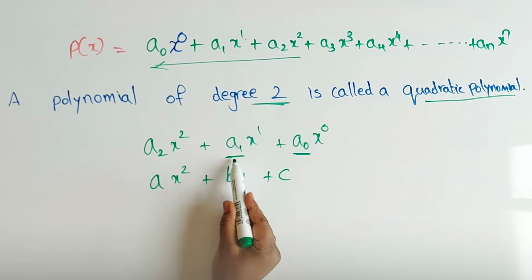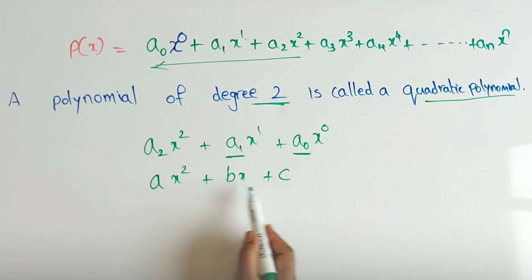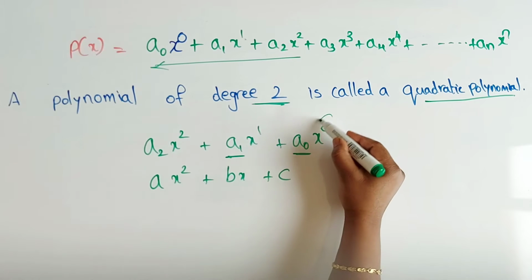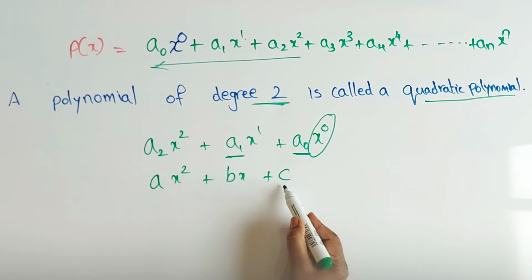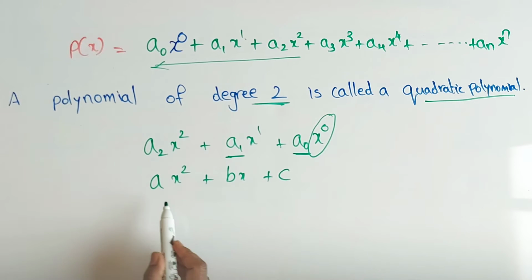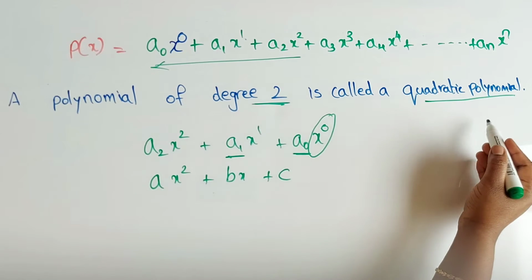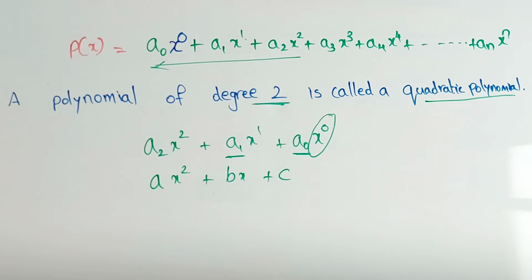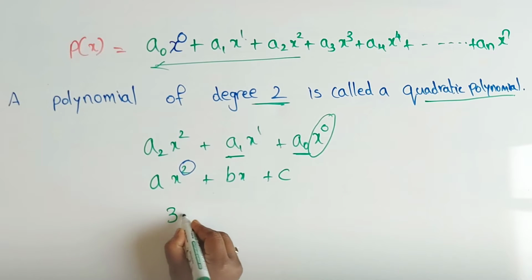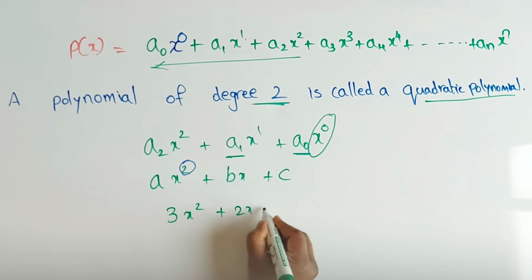For our convenience, I change these letters as b and c. Here x power 0 is nothing but 1. So I am writing directly c. Right children? So ax square plus bx plus c is a quadratic polynomial because here x power is 2, children. X power is 2, so that we call it a quadratic polynomial. Let's see some examples, children. 3x square plus 2x plus 1.